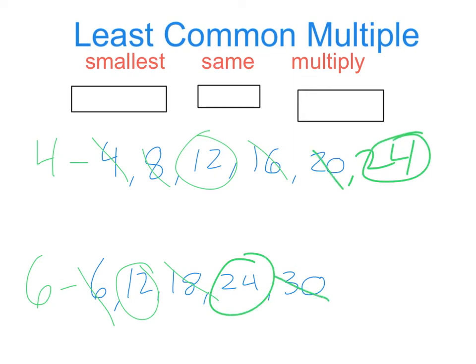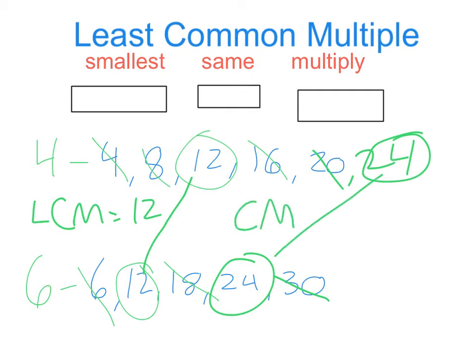And I would find more matches if I extended it. But I see that my 12 and my 12 match, and they are the smallest number that are in common. So that is my LCM, 12. And then we see 24 and 24 match, and that's just a common multiple, so a CM. Let's move on to another example.